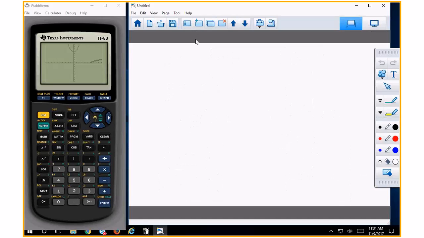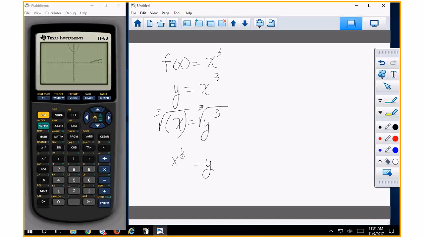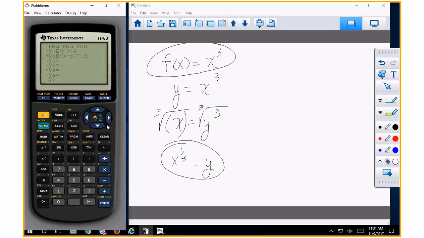x cubed is what I was thinking of. f of x is equal to x cubed. y is equal to x cubed. And x is equal to y cubed. There we go. And then the cube root, and the cube root. So y is equal to x to the 1/3 power. There we go. Now graph those two, and then you'll see the symmetry a little better. It only took me 2 or 3 shakes of the cobwebs to get it right. Okay, so that's going to be x to the 3rd power.